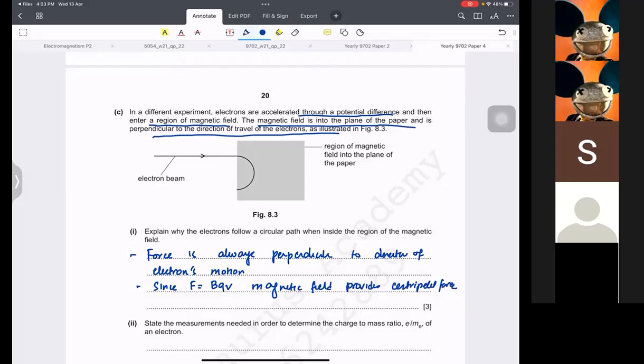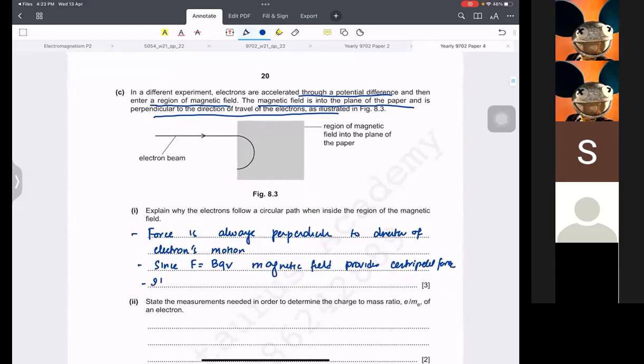So it moves in a circle with constant speed, as the magnetic force is constant. Please do write it.